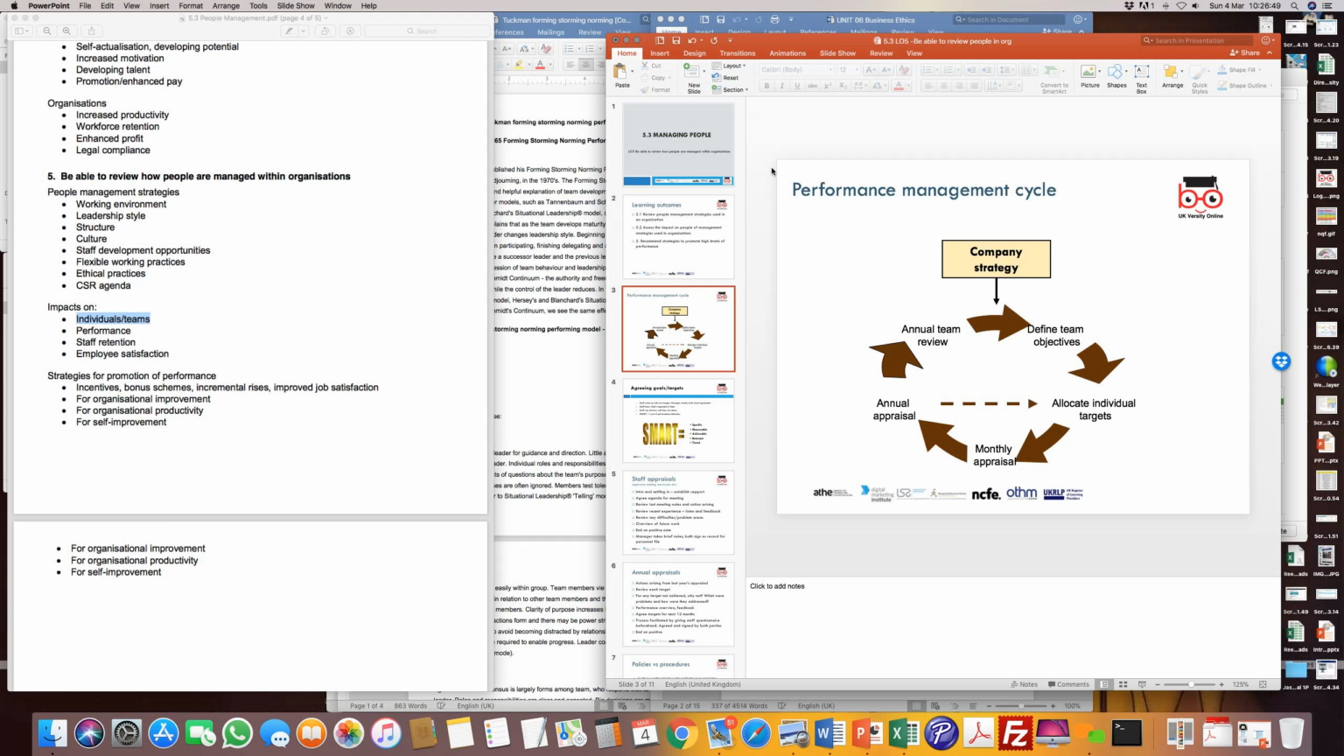So if I look at this particular slide on the screen, the company strategy here would be to achieve a sales target of, say, 1 million, which could also be translated into an increase over the previous year of 25%. That means if they achieved 750,000 last year, a 25% increase would be a million. This strategy is then broken down into individual team objectives.